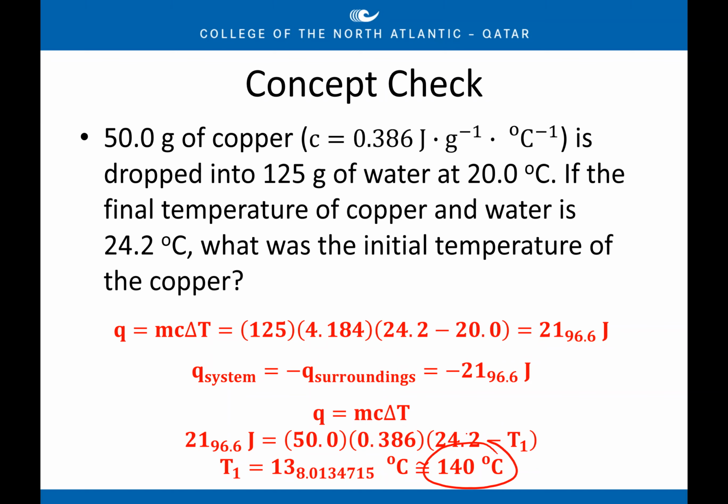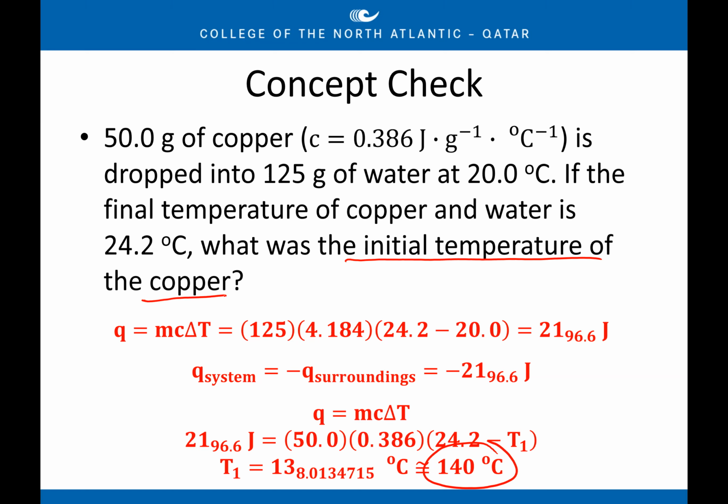Okay, so the answer is here. It's about 140 degrees Celsius with the significant figures. So how is it done? Well, the first thing you need to think about with this example is what is the system and what is the surroundings? So the system here is the copper. That's what we're studying. We're trying to figure out the initial temperature of the copper.